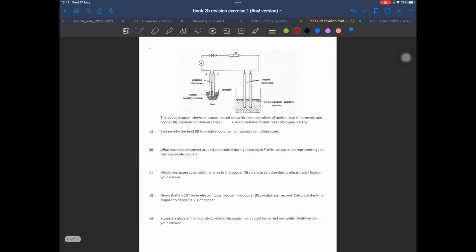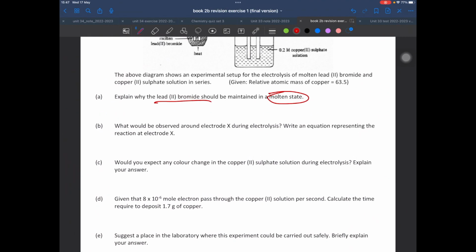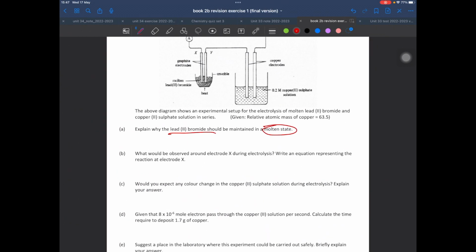For question 2, why should the lead(II) bromide be in molten state? Because it is an ionic compound. In order to carry out electrolysis, you must get a closed circuit to let ions be mobile for conducting electricity.